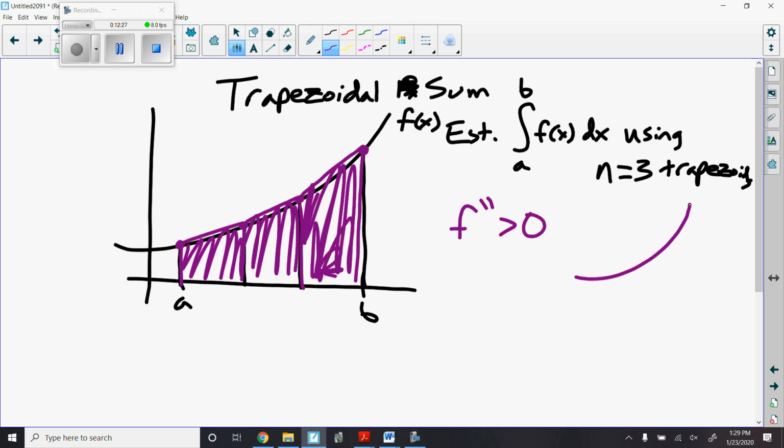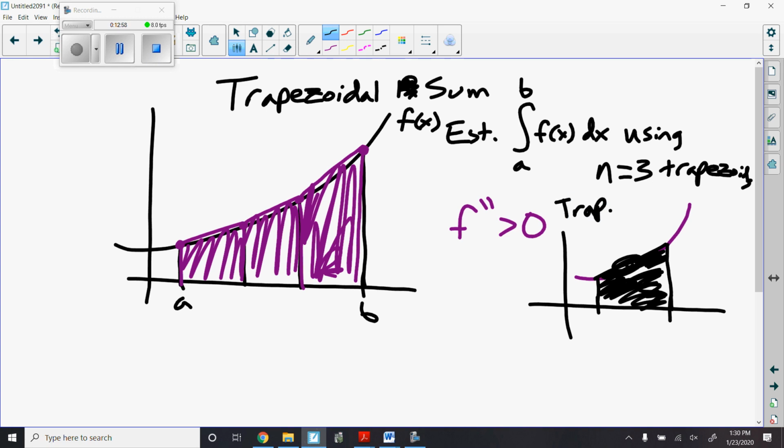So if we put a trapezoid in there, if I put a trapezoid in here, because of the way it curves, I'm going to count this little region in here as an overestimate. This region in here gets overcounted. So when we're concave up, our trapezoidal sum is an overestimate.